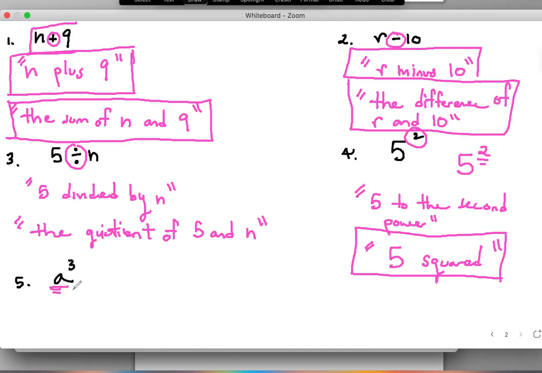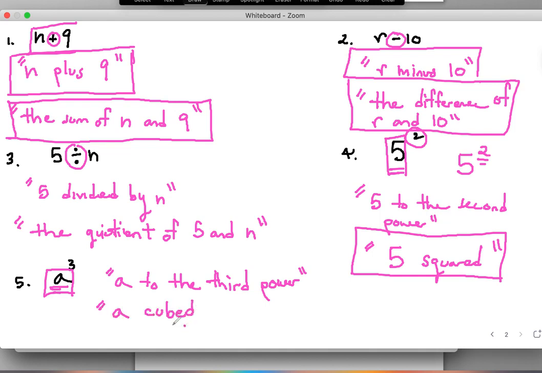Now in this case, it's a 3, so this is not a squared, right? The base in this one was 5, and now the base in this one is a. So you could say it a to the third power. Or you could say it a cubed. Now cubed, right, because there's a 3 here. You can't say cubed unless the exponent is a 3. Okay.